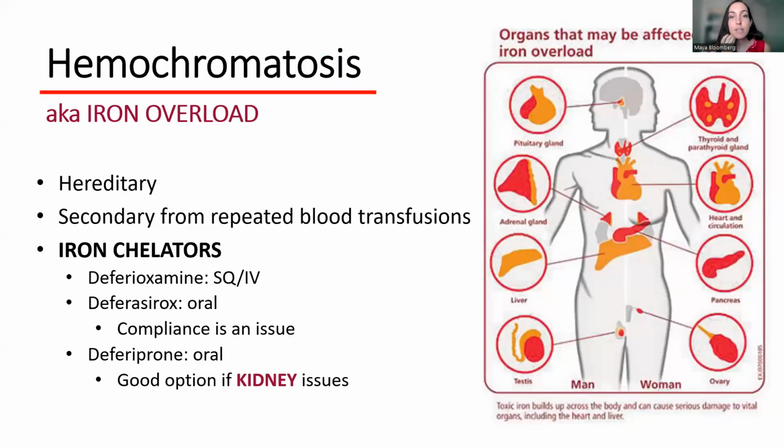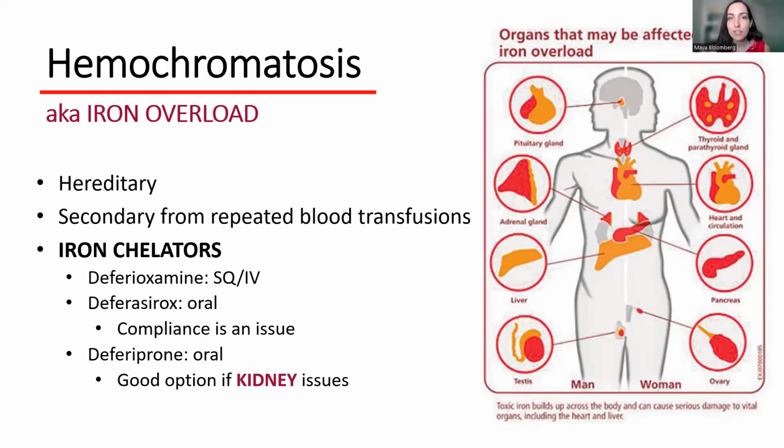Next, I want to touch on hemochromatosis, which is iron overload. People who are on simple transfusions or receiving blood often can then develop iron overload. You can have hereditary hemochromatosis, where you have a genetic mutation that causes you to have more iron, but more commonly you can have secondary hemochromatosis, which is our thalassemia and sickle cell patients who get iron overload from repeated blood transfusions over the years.